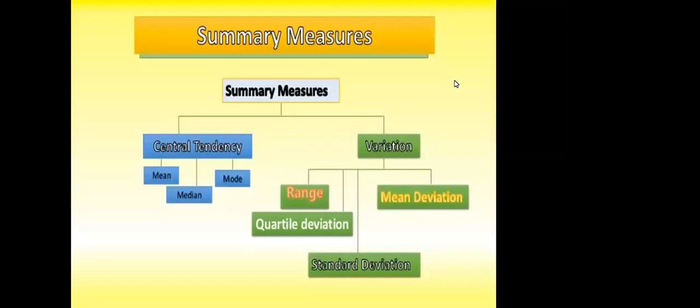Now the next topic is relative standard deviation. As we know, the measures of central tendency are mainly three: mean, median and mode. The second is variation, that is range. We already solved quartile deviation, mean deviation and standard deviation. So this time we discuss the standard deviation.